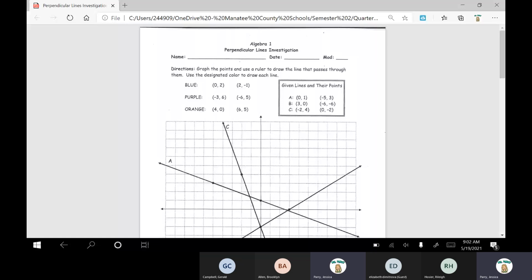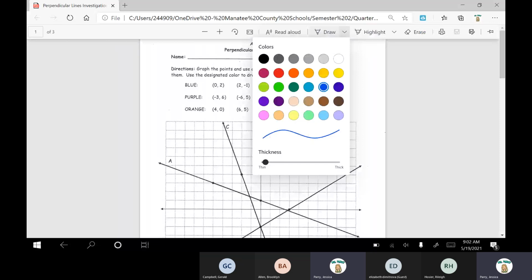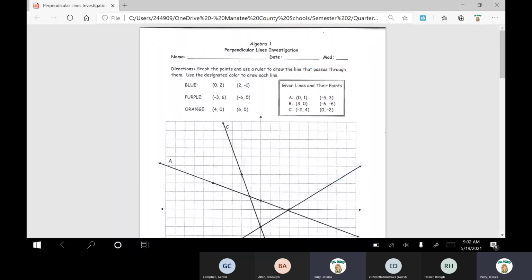Today what we're doing is we are going to get started on the perpendicular lines investigation worksheet. This one's very similar to yesterday's activity. The only thing was yesterday it was parallel lines, and today it's going to be perpendicular lines. So again, you're still following pretty much the same steps and answering very similar questions.